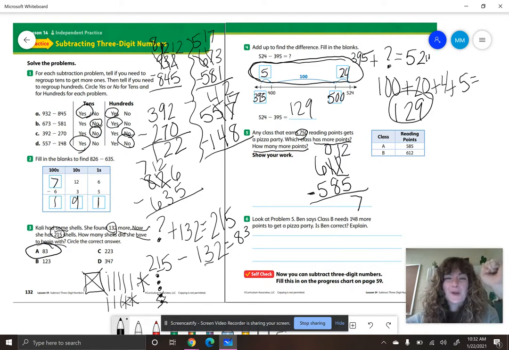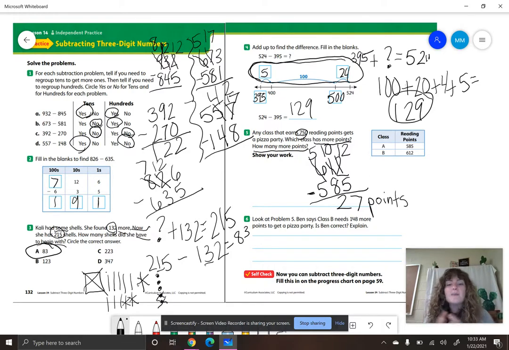Where am I going to regroup, Smarties? In the hundreds. So I'm going to unroll a 100 into 10 tens. So I'm going to put those 10 tens with my 0 tens. I have 10 tens. If I have 10 tens and I take away 8, how many are left? 2. Now I go to my hundreds. I look at the hundreds that I have remaining. I have 5 hundreds. I'm taking away 5. 0. So how many more points does Class B have? 27 points.